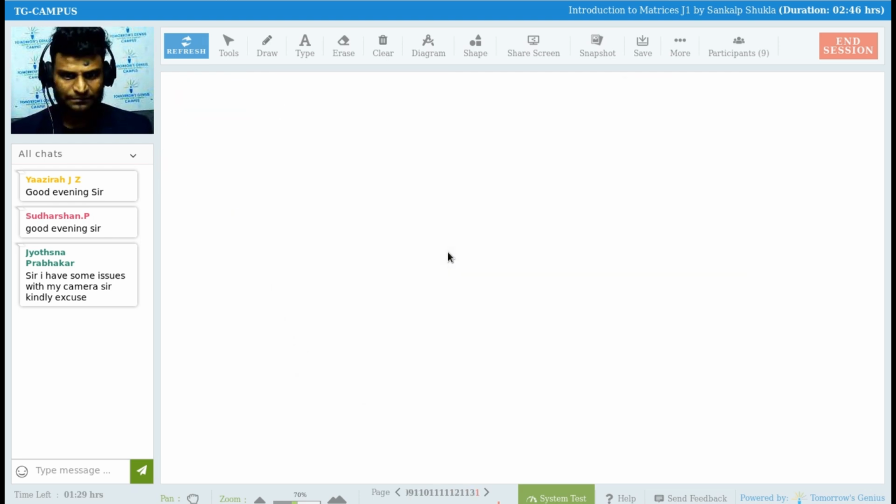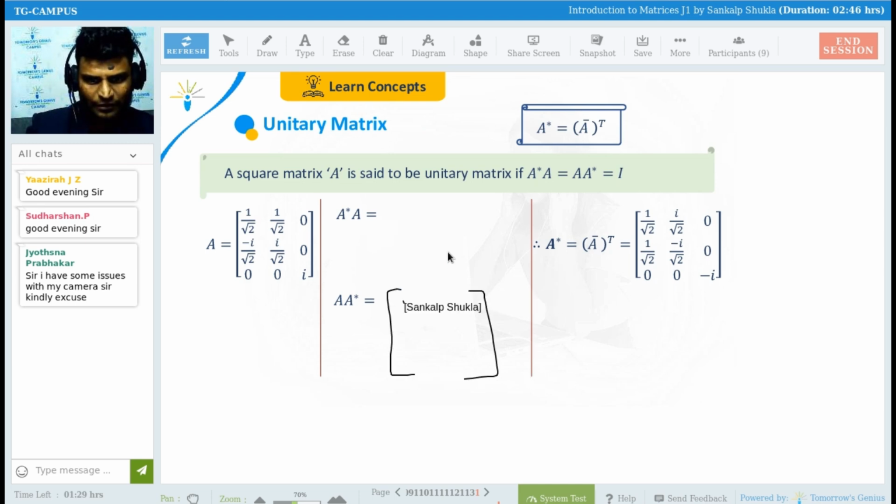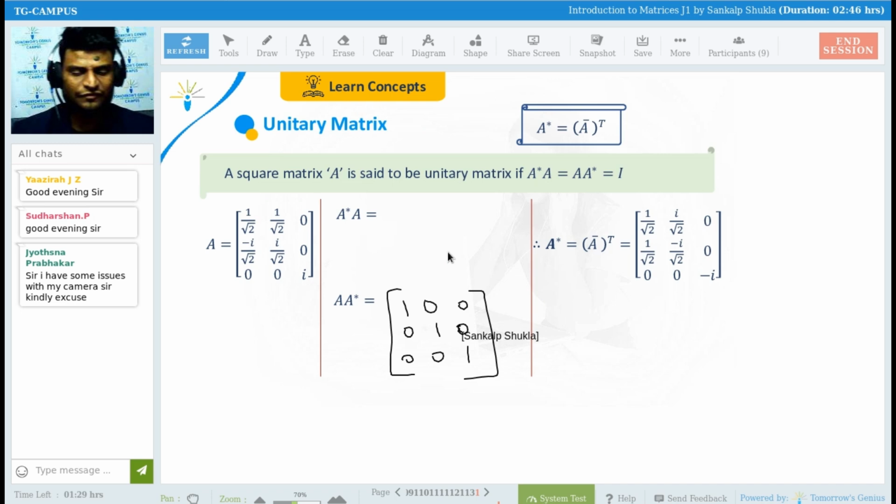So if I multiply this now, yes, the product will be 1 1 1 0 0 0, the identity. I'm not doing this because it will be a waste of time. Okay, so that will be a unitary matrix. Note it.